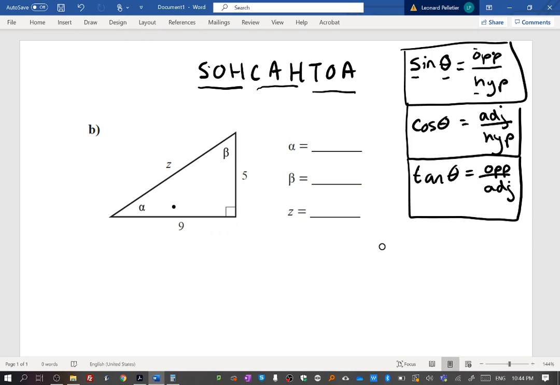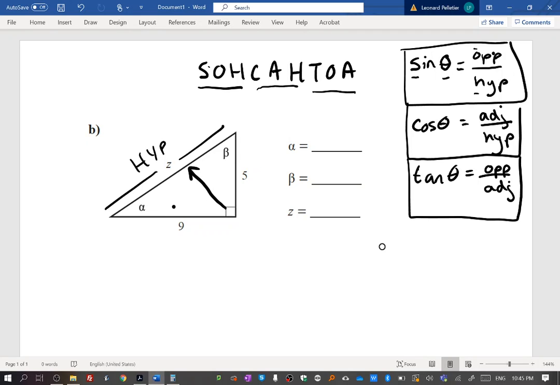By the way, this side here, opposite from the 90 degrees, has to be the hypotenuse. The hypotenuse. That one's got to be it. So the 9 and the 5 can be either the adjacent or the opposite, depending on whether I'm looking from alpha, this angle here, or whether I'm looking at beta. So that's going to change things. But Z here is always going to be the hypotenuse. So what do we do?